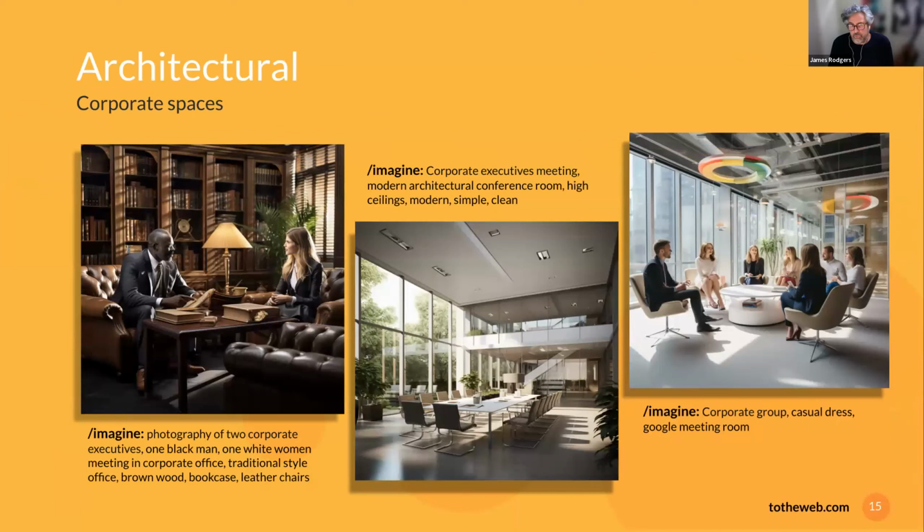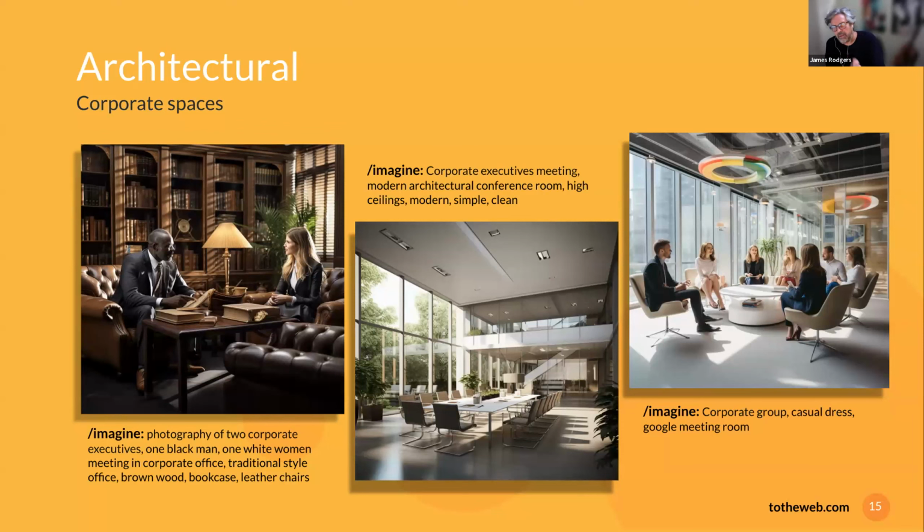So this is another very useful type of thing you can do for architectural, like stock photography. I intentionally did this one on the left, and I called it a traditional style office, brown wood bookcase, leather chairs. I did this because this is the kind of stuff that we used to use in stock photography. It used to look like that probably in the 90s or something, or maybe the 80s. And now, the one in the middle looks more like what an office might look like today. But you can create different time zones, or decades. You can go back and just recreate stuff.